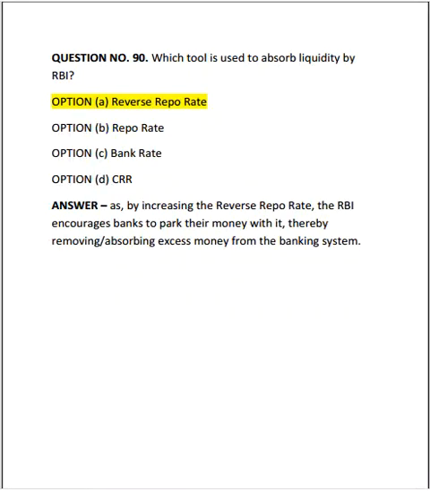Question no. 90. Which tool is used to absorb liquidity by RBI? Option A. Reverse repo rate. Option B. Repo rate. Option C. Bank rate. Option D. CRR. Answer: A. By increasing the reverse repo rate, the RBI encourages banks to park their money with it, thereby absorbing excess money from the banking system.